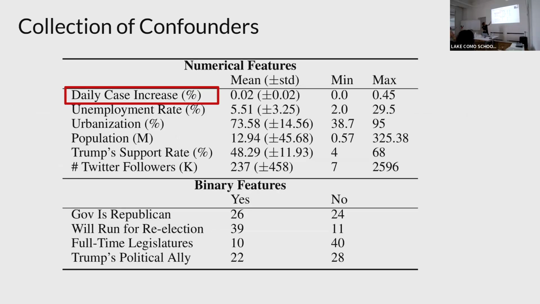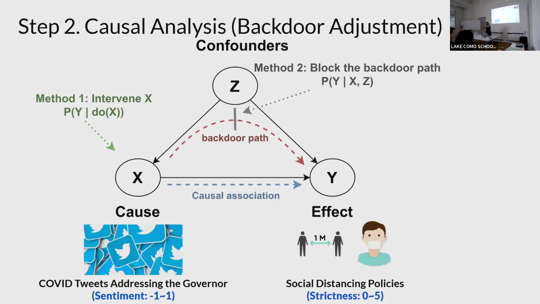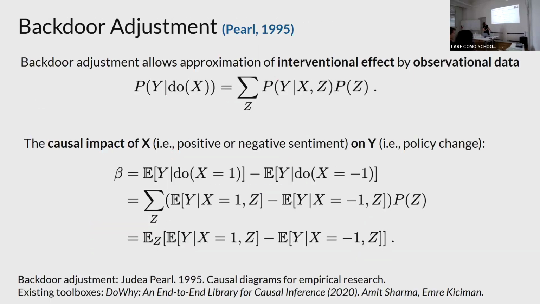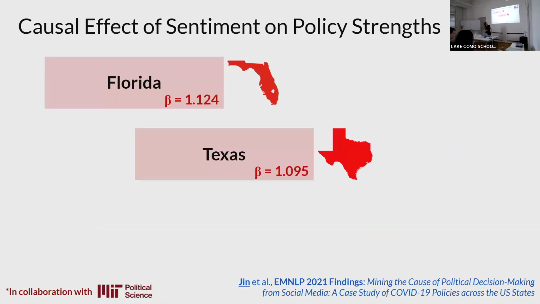We also collect a list of different confounders, such as daily case increase, unemployment rate, the average Twitter followers of the governor, the Trump support rate of the state, the state population, and urbanization of the state, as well as binary features such as whether the same governor will run for re-election. As mentioned, we control for the confounders to aggregate over all the covariates that might make the results change, and then we derive the causal effect.